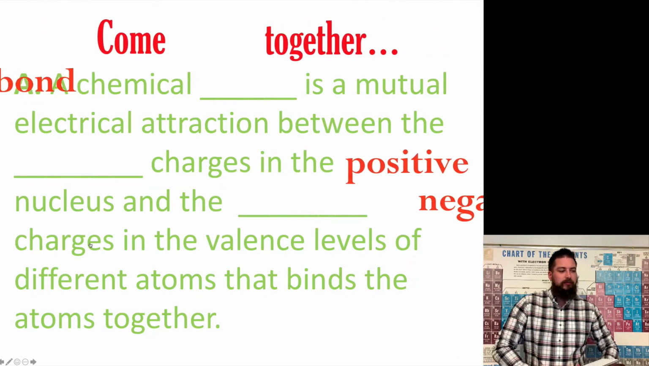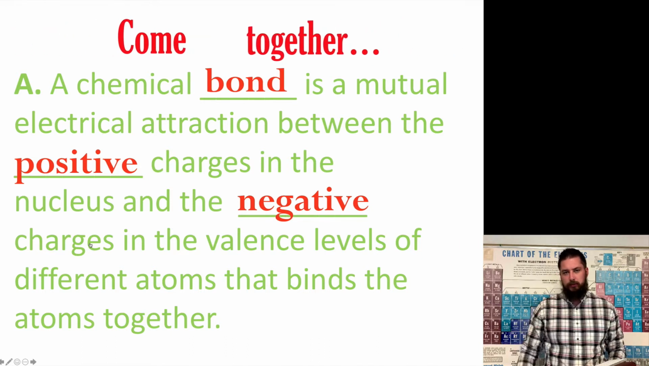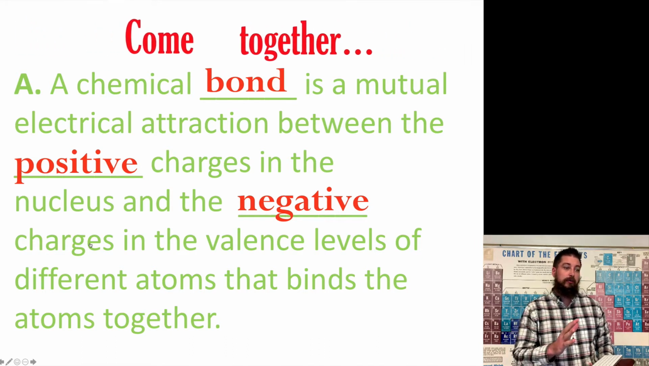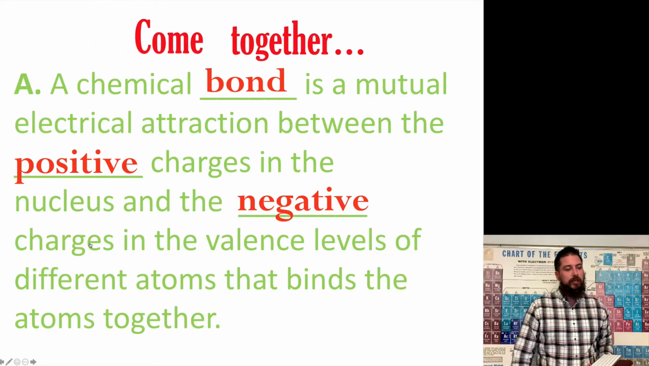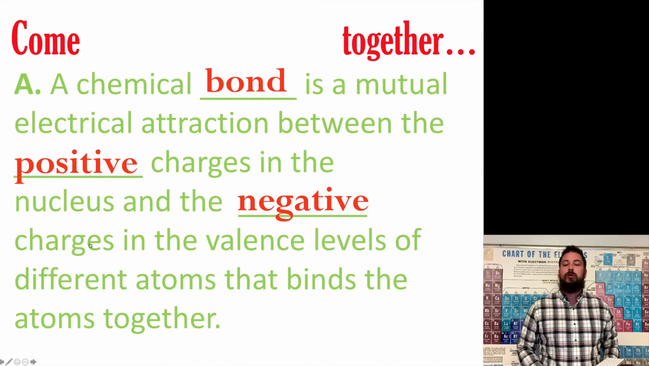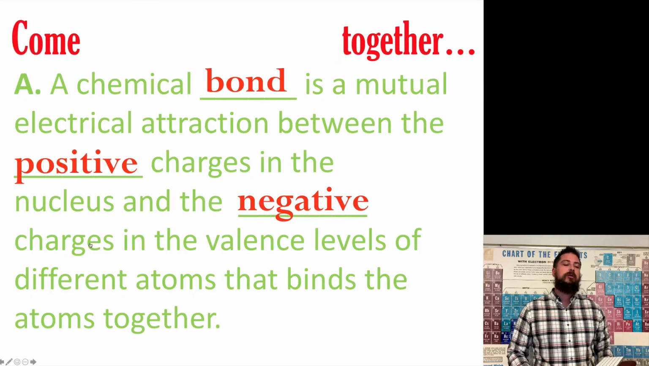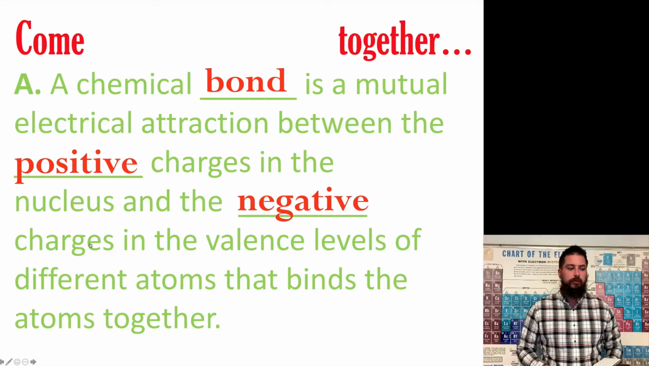First off, let's talk about what a chemical bond is. We're actually going to talk about 3 types of chemical bonds in this unit, and ionic compounds and ionic bonds are the first chemical bond that we're going to talk about. A chemical bond is a mutual electrical attraction between the positive charge in the nucleus and the negative charge in the valence electrons. And so it comes down to the valence electrons and what they're doing in the bonds.